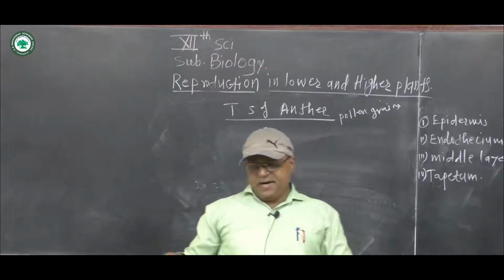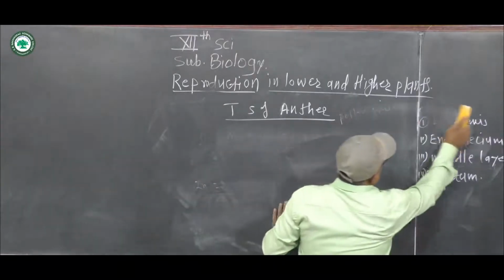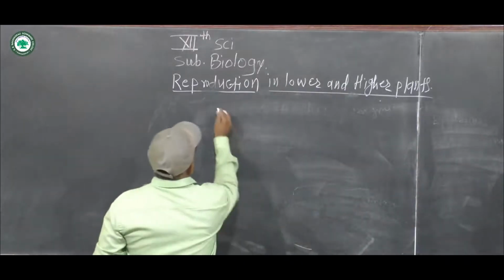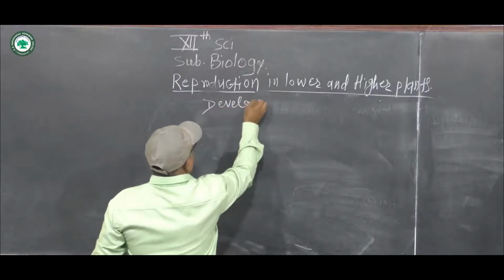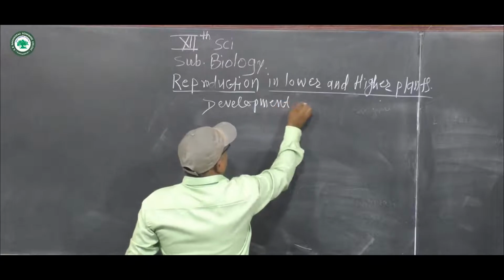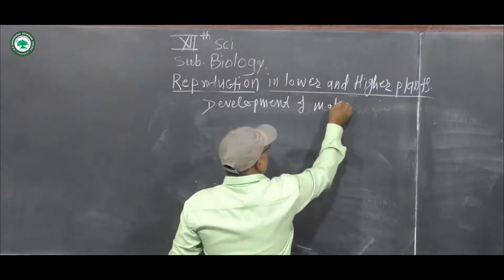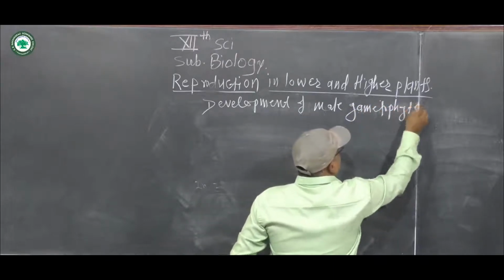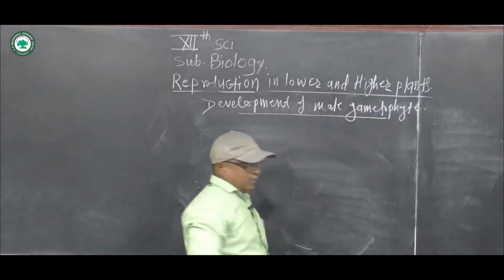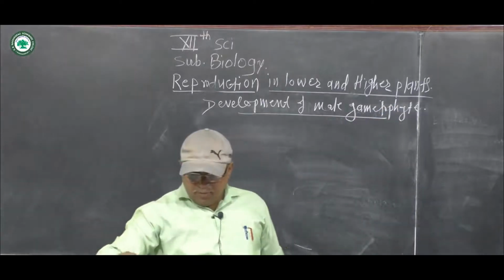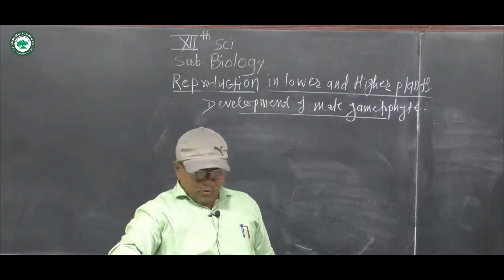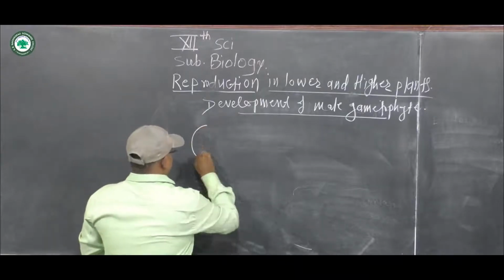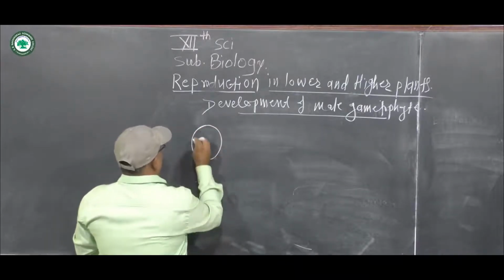Development of male gametophyte. Next point, development of male gametophyte. From the microspore or pollen grain, the development of male gametophyte takes place. You know the structure of male gametophyte.